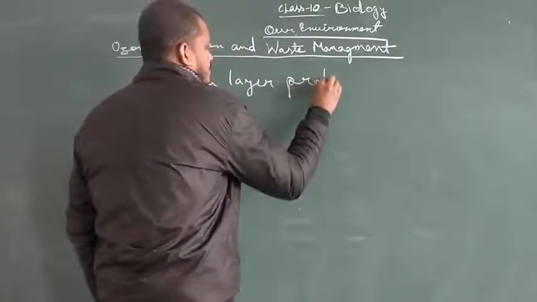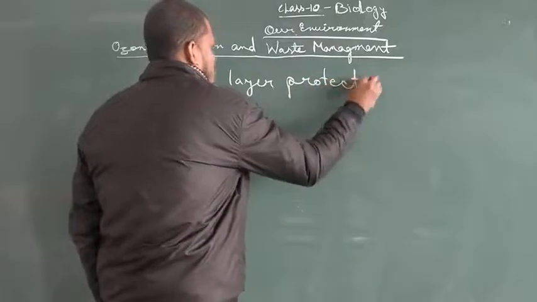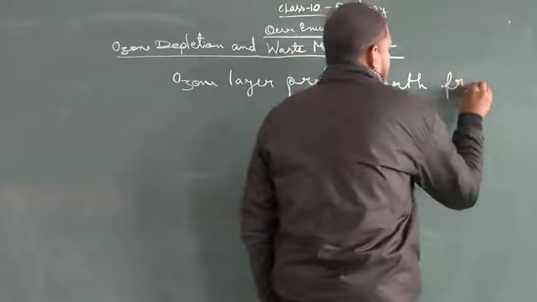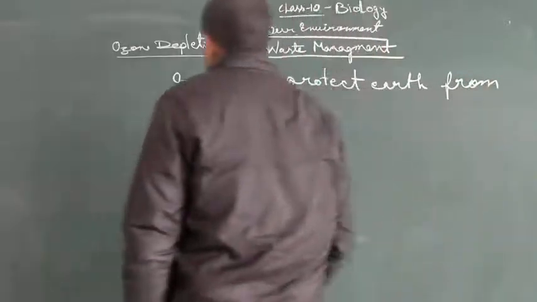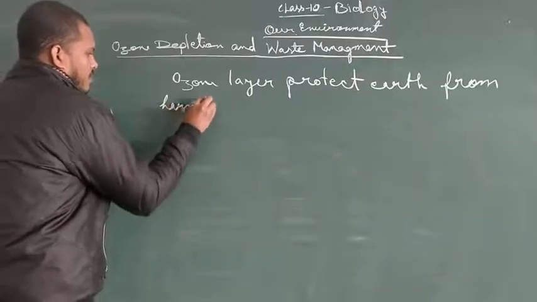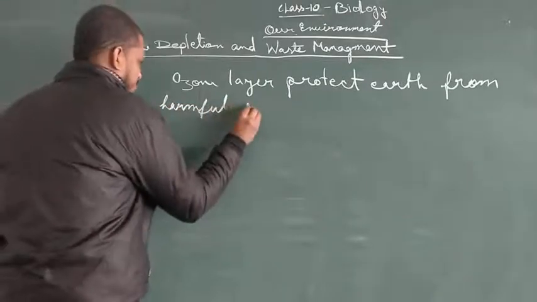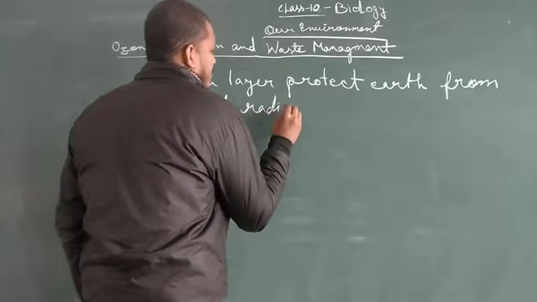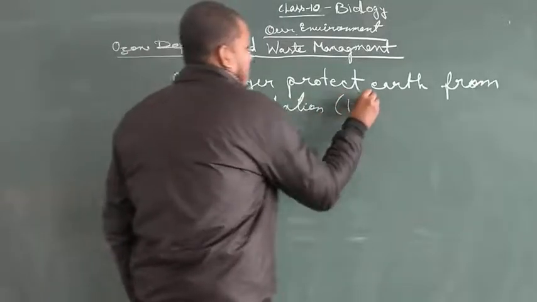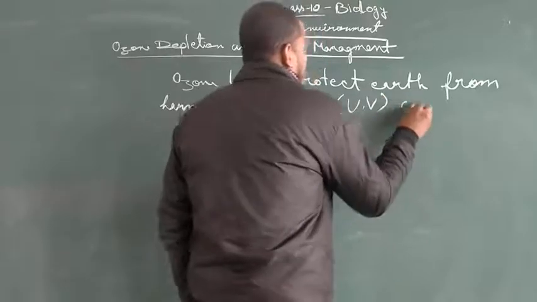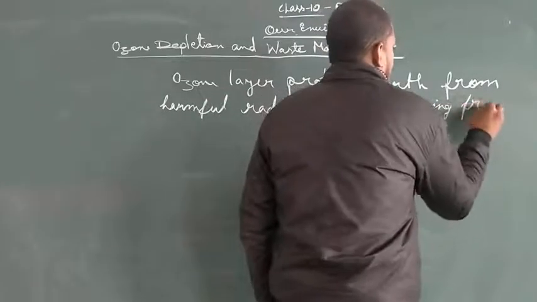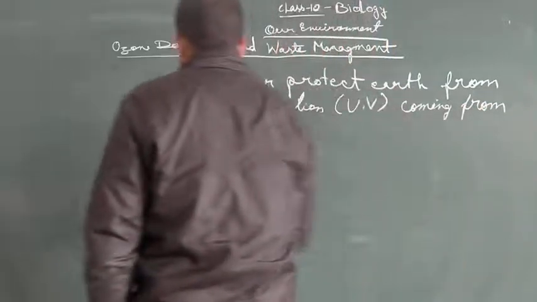So this ozone layer protects the Earth from harmful radiation, that is ultraviolet rays, coming from the sun.